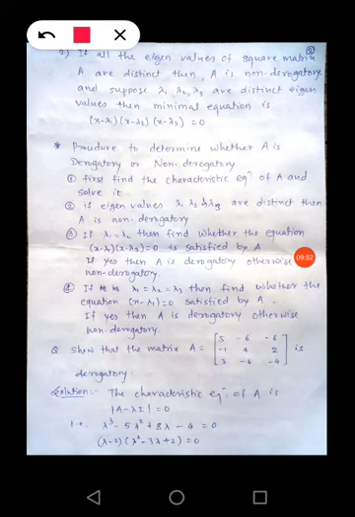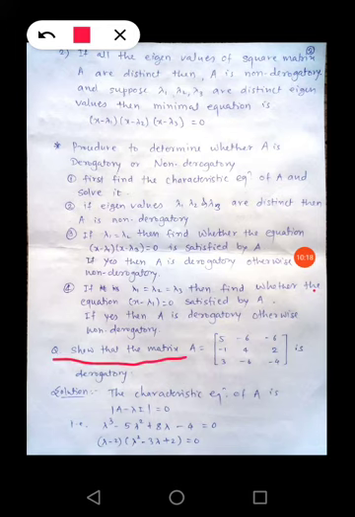Now we see the fourth point. If lambda 1 equals lambda 2 equals lambda 3, then find whether the equation x minus lambda 1 equal to 0 is satisfied by A. If yes, then A is derogatory, otherwise non-derogatory. Are you getting my point?